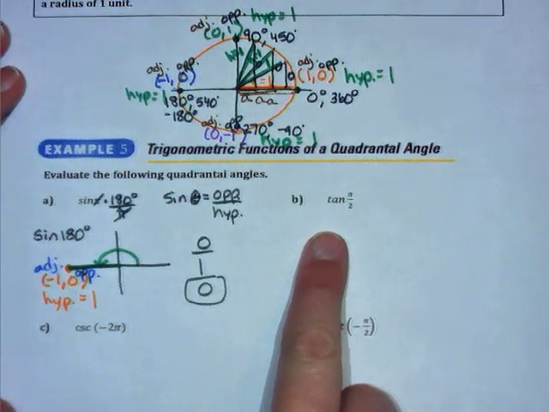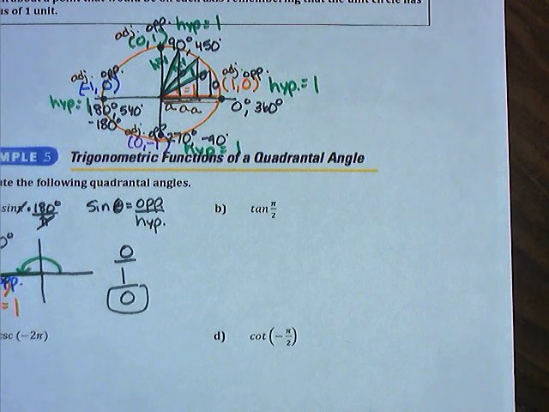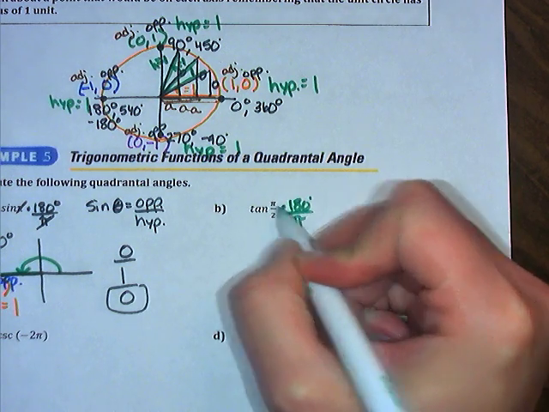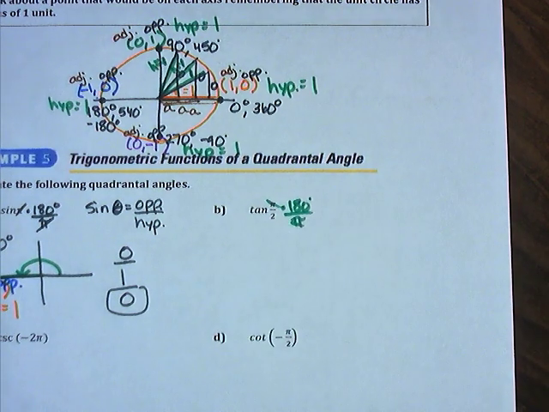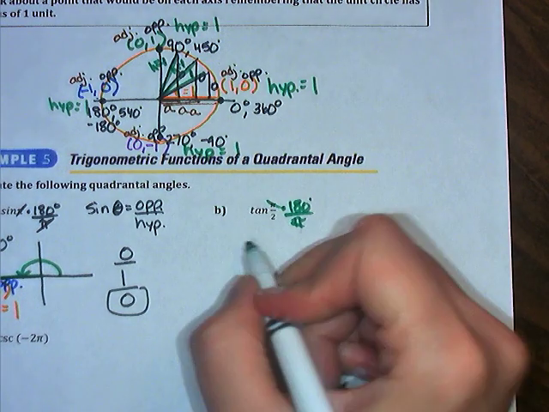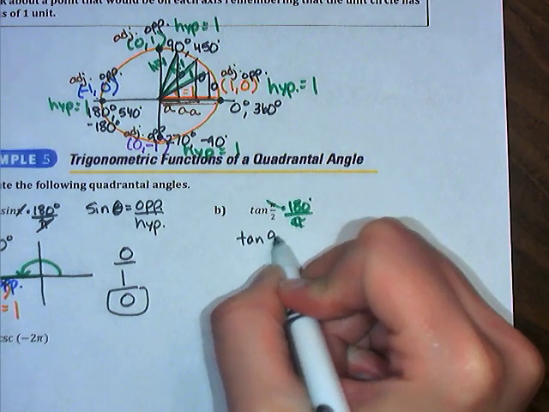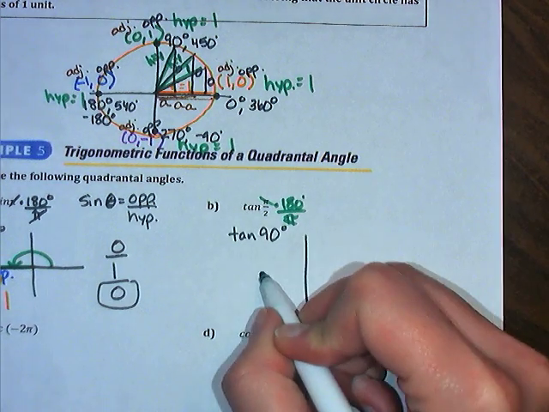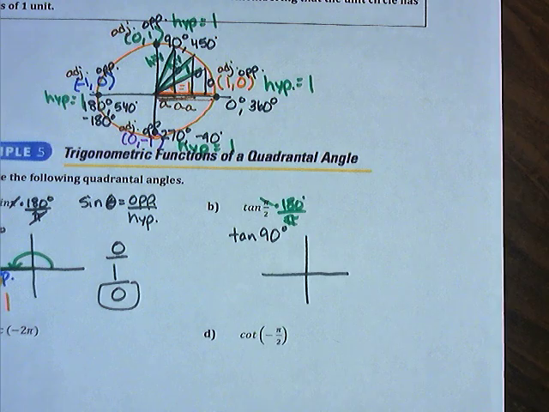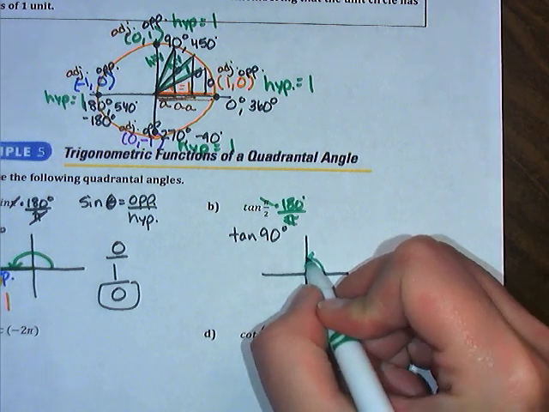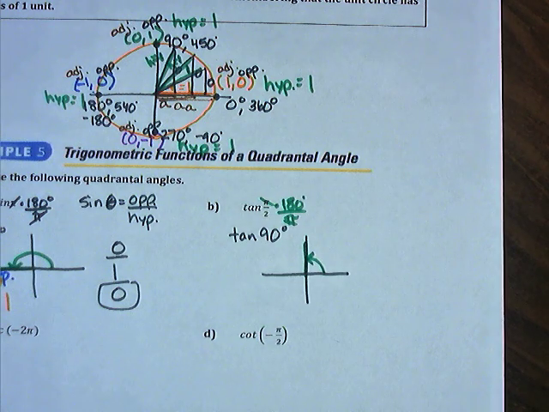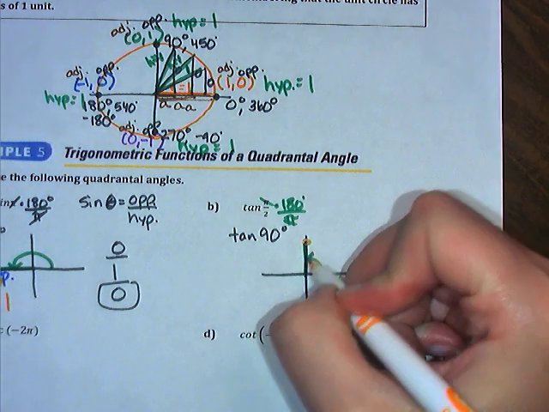Tangent, pi over 2. Well, what's pi over 2? Multiply by 180 over pi. 180 divided by 2 is 90. So we're doing the tangent of 90 degrees. Where's 90 degrees? Right here. Get that point. So if you were plotting it, 0, 1.